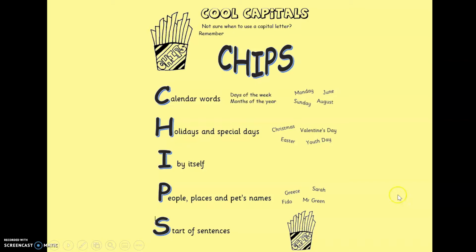And guys, don't forget, all sentences need a capital letter. In grade 4, we learned about CHIPS. The C standing for calendar words, all the days of the week, all the months of the year. The H standing for holidays and special days. Remember, Christmas, even if you have Valentine's Day, the D also gets a capital. The I, like your name and surname, I by itself. The P for people, places, and pets' names. And remember, like Mr. Green, or if it was your name and your surname, they both get capital letters. And the S for the start of sentences, which is very important.